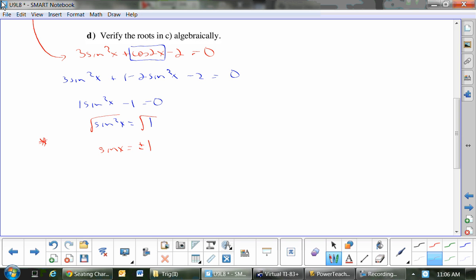Yep. So what Kevin's saying is you could have done this as sine x minus 1, sine x plus 1 equals 0, and you'll get when sine x equals 1 and when sine x equals negative 1. So I don't know if we saved more time because I have sine x equals 1 or negative 1. Maybe. Yeah.